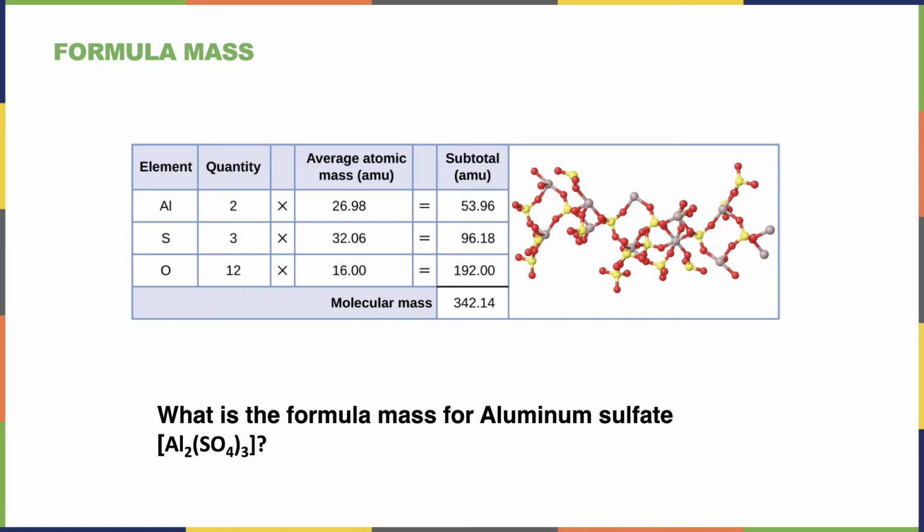And then you can see the stick structure here shows how the aluminum sulfate is put together. It might be a little confusing to you, so I wouldn't spend a whole lot of time looking at it. But that's how the aluminum sulfate is put together. And that's actually more than one aluminum sulfate molecule in that picture.